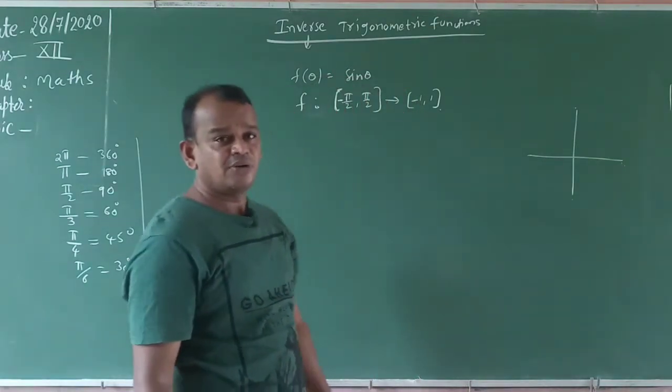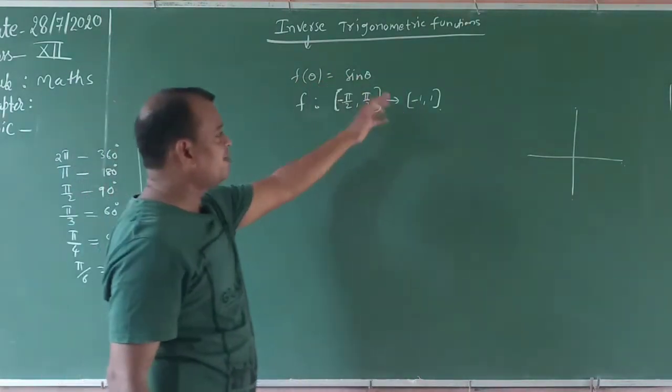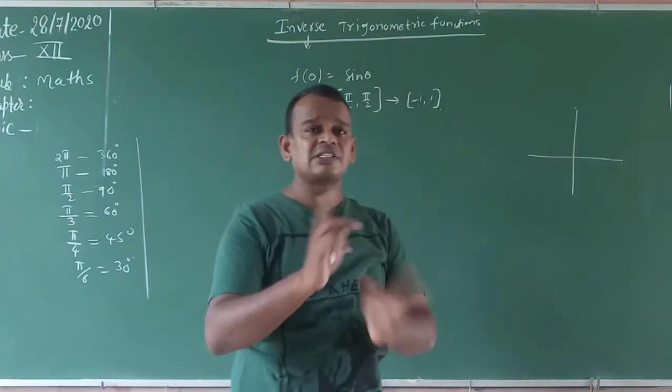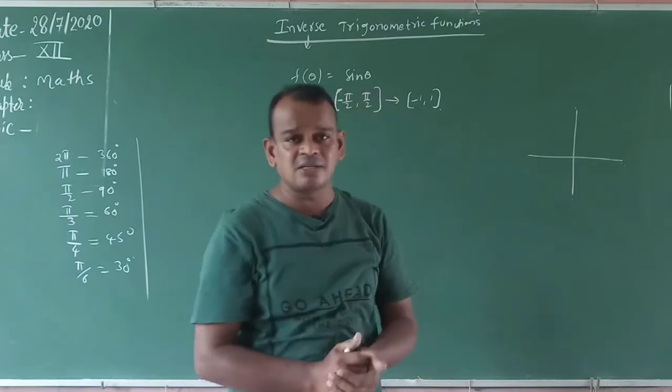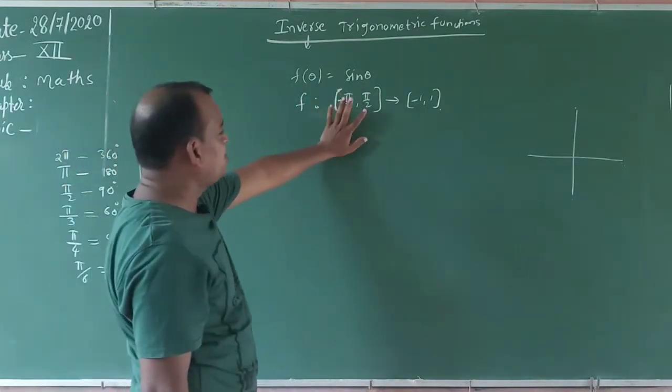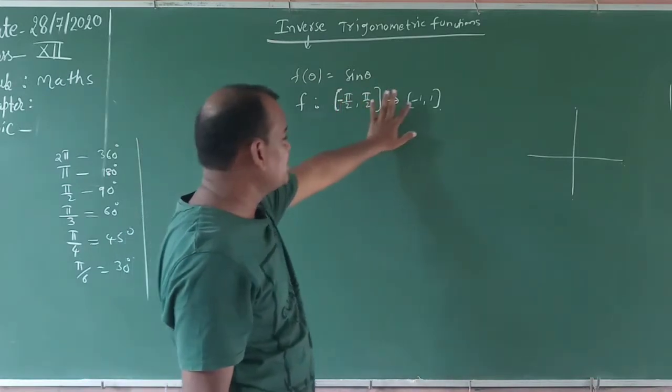Now you know the value of sin theta: the maximum value of sin theta is 1, the minimum value is minus 1. Means sin theta always lies between minus 1 and plus 1. Already you learned this in class 11. Now in this one, what is the domain of sin theta? Minus 90 comma plus 90. What is the range? Minus 1 comma 1.